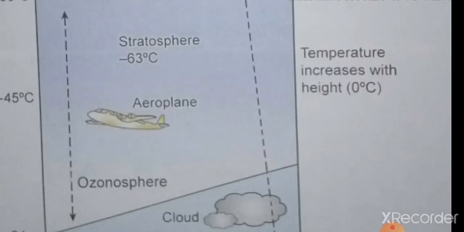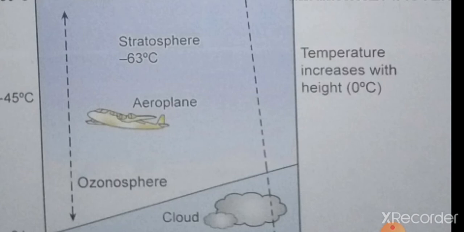Above the troposphere, the next layer is the stratosphere. It extends up to a height of 50 kilometers from the Earth's surface. Here, there are no weather phenomena. Due to the absence of water vapor, there are no weather disturbances. Because of that, it is ideal for flying aeroplanes, especially jet planes flying through this layer.